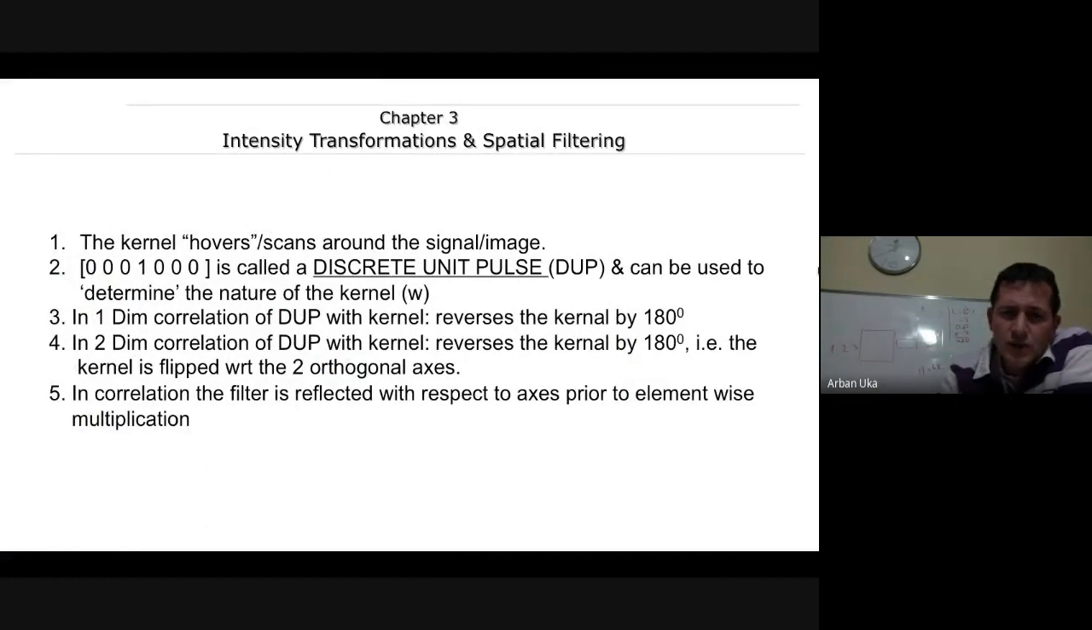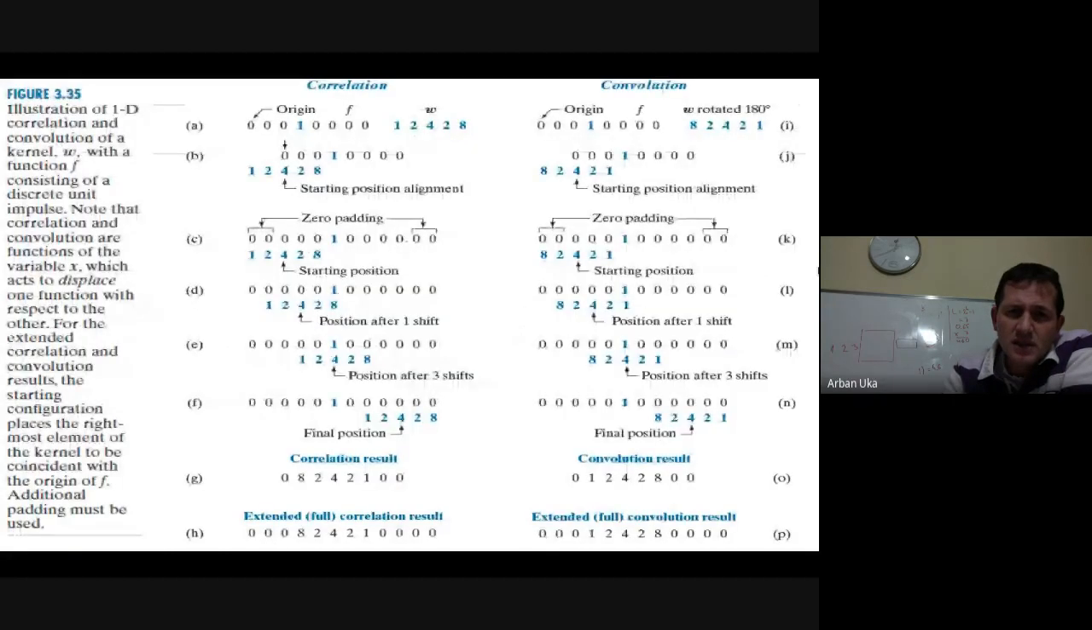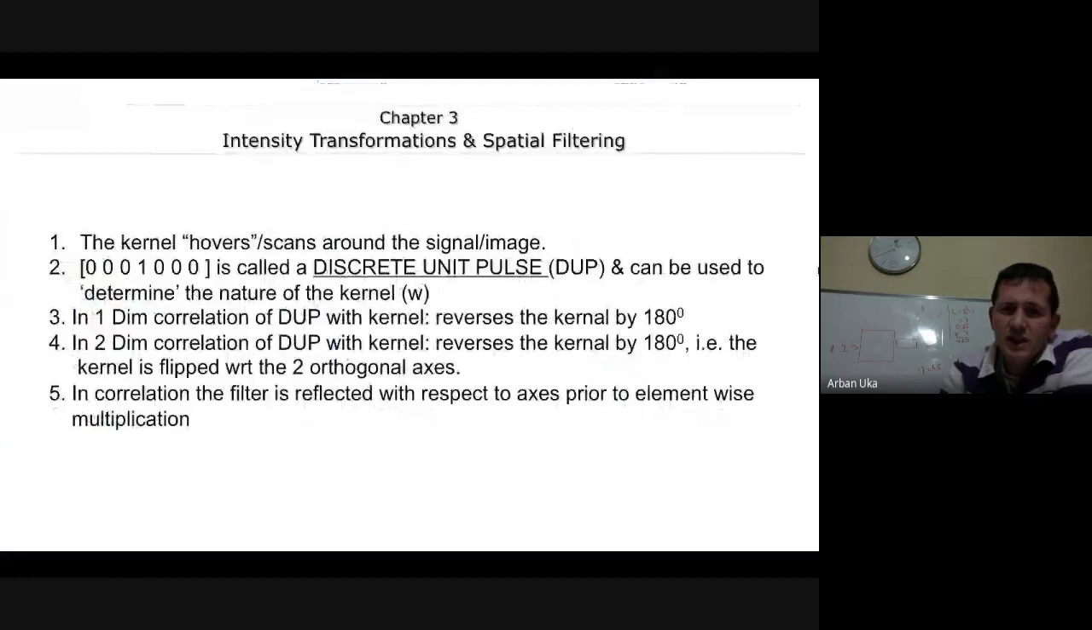Also, in order to analyze what type of kernel we may have in these black boxes, we may insert a discrete unit pulse, as it is here. For example, we don't know what the kernel is inside the black box, and what you can do is insert a DUP function and see what the output is.